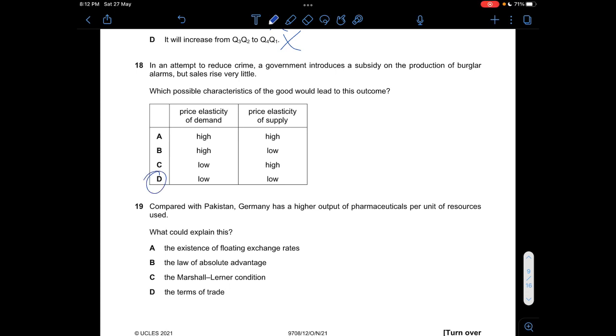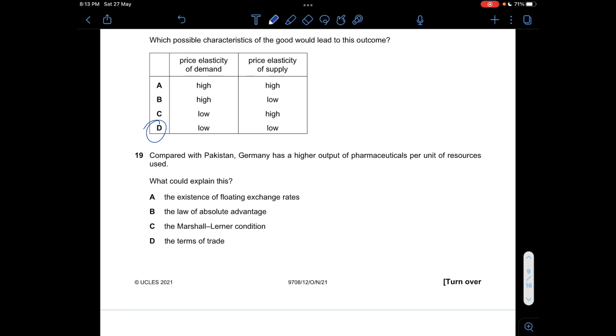When the government introduces a subsidy on a particular item and the sales rise really well, this is when your PED and PES are elastic. If you introduce a subsidy and there's no effect on sales, this has to be because the item itself is already inelastic. The demand is already inelastic to begin with, and at the same time the supply is also inelastic because the producers are unable to respond to the change in price quickly. They're not very responsive to changes in price to increase the percentage change in the quantity supplied. So answer is D.